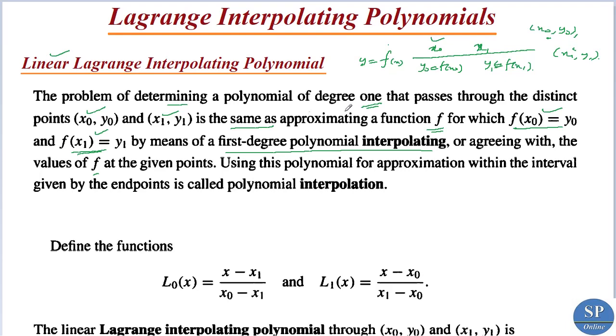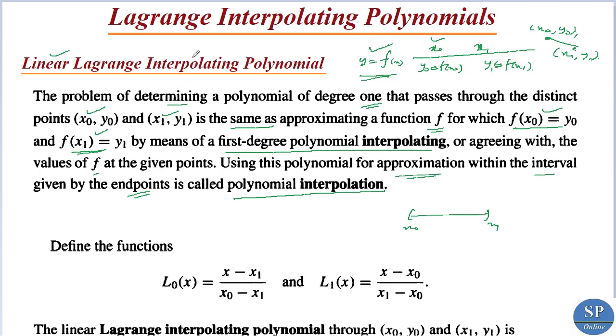So the approximation of this function f by a first degree interpolating polynomial, that is a linear Lagrange interpolating polynomial, is the problem of finding a polynomial of degree 1 passing through these 2 points. Using this polynomial for approximation within the interval given by these endpoints, that is within x0 and x1, is called polynomial interpolation.